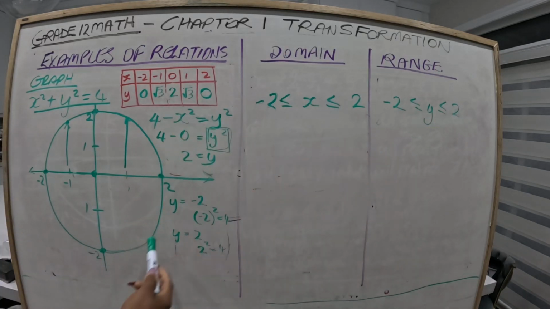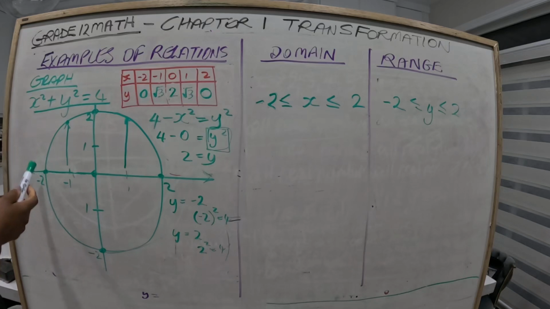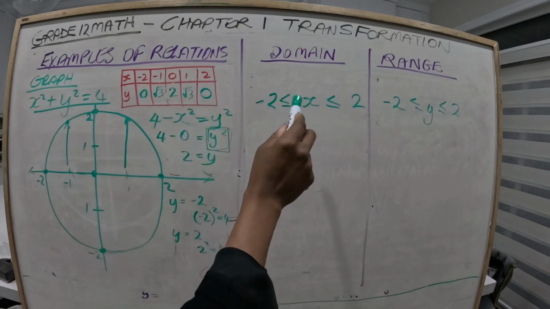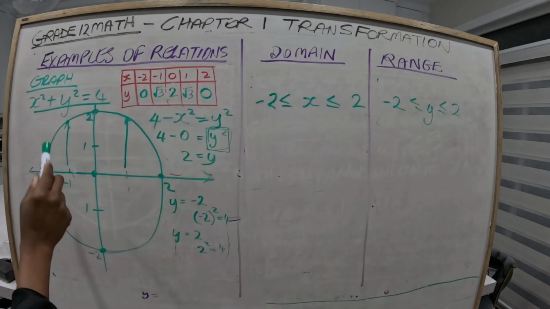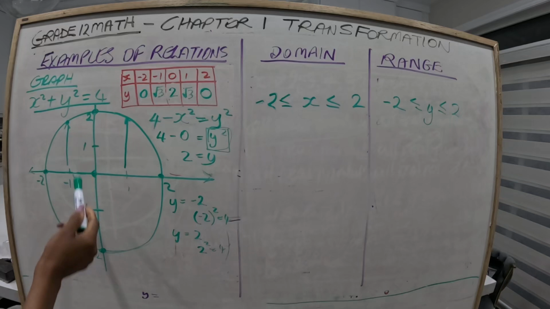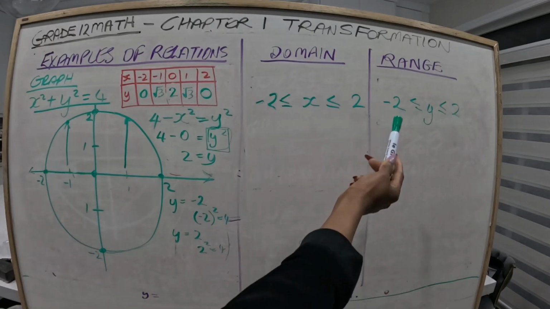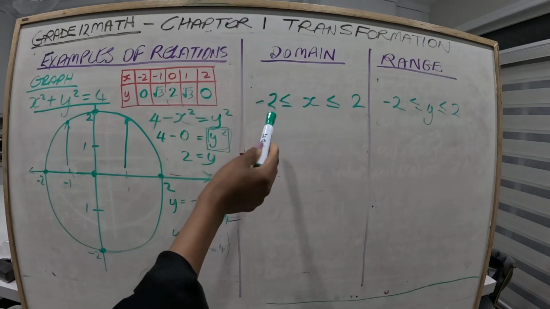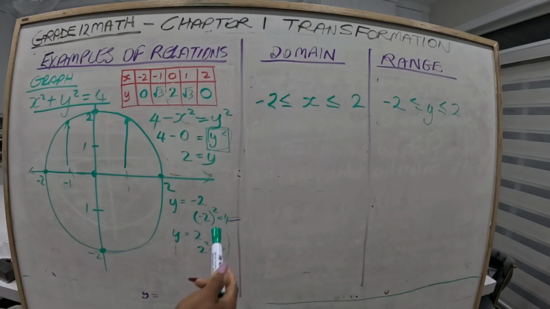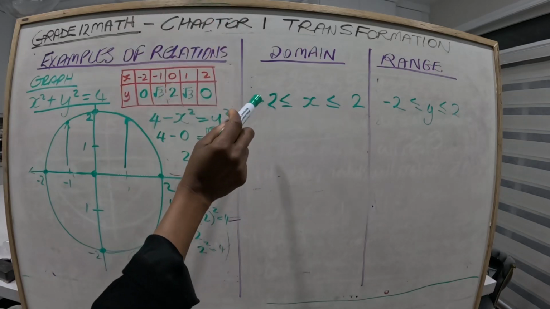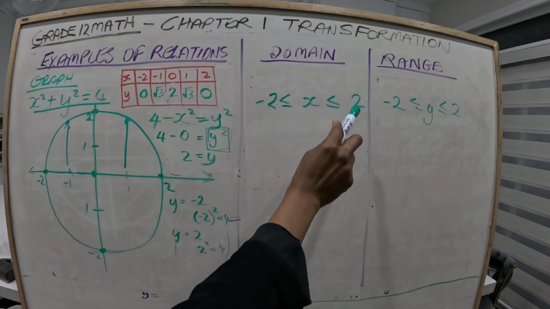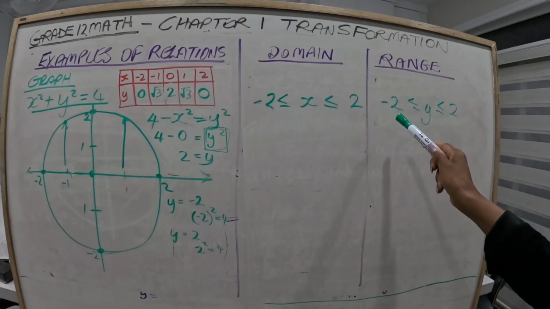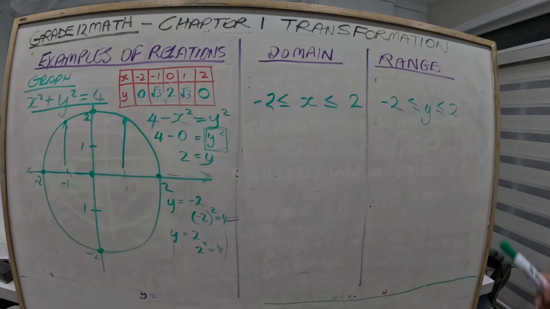So even if x is -2, y will be 0. When x is -2, y will be 0. When y is -2, x will be 0. So for all values of x, they will never be outside of this range or domain where you input -2 for x up to +2 for x. And your output will never be anything less than -2 or greater than 2.